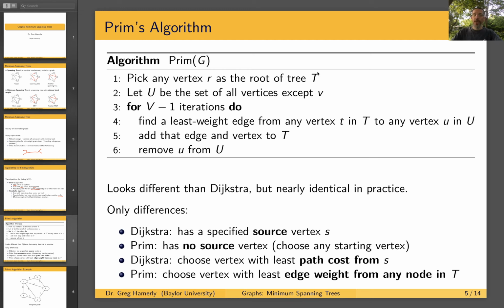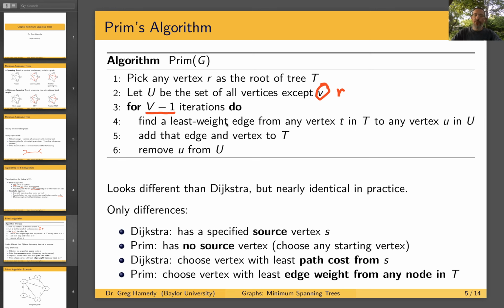So our tree right now contains only one vertex R, and it could be any vertex, and all the remaining vertices, I should say except R here, U is the set of all vertices that remain except for that root R. So U are the vertices that haven't been connected to the tree yet. And then we're going to add V minus 1 edges, so we're going to do this V minus 1 times.